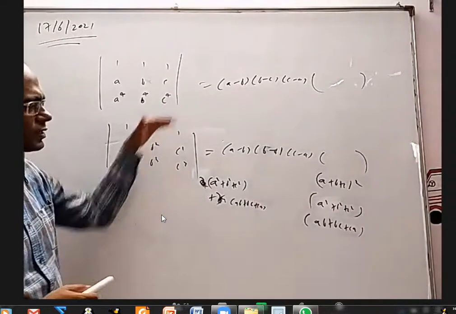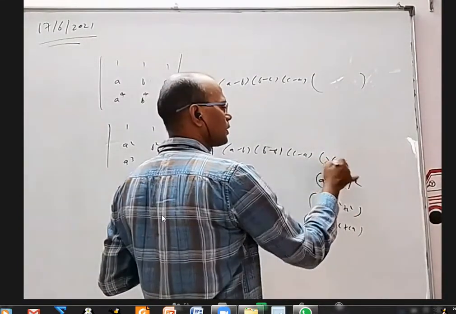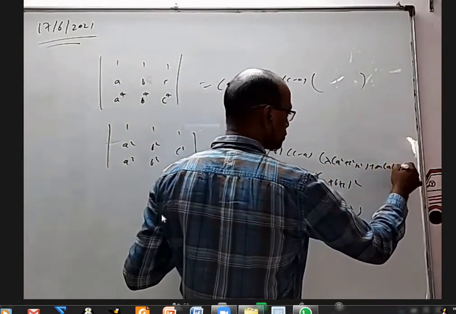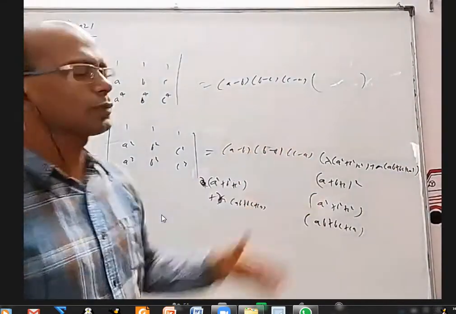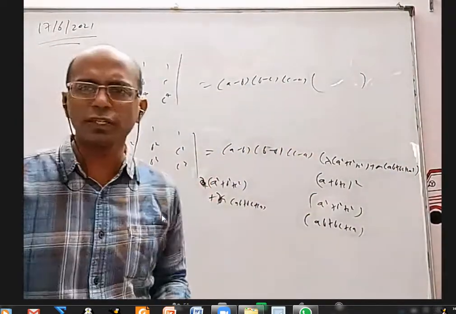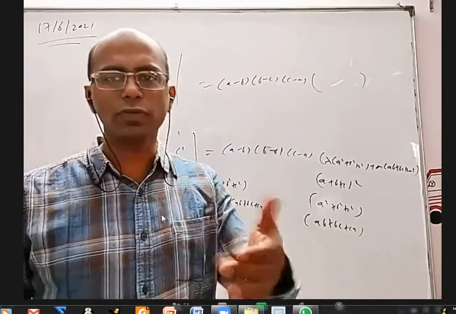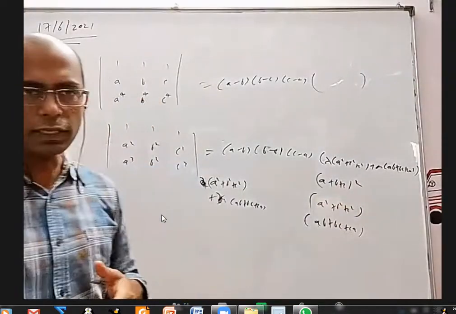I think the answer for this may be different. So we may have to write here lambda into a square plus b square plus c square plus mu into ab plus bc plus ca. Then how to find lambda and mu? Earlier we took a 0, b 1, c 2 or a 0, b 1, c minus 1. Like that you take, but not one set of numbers. You take two sets of numbers because you have two unknowns. Is it clear?